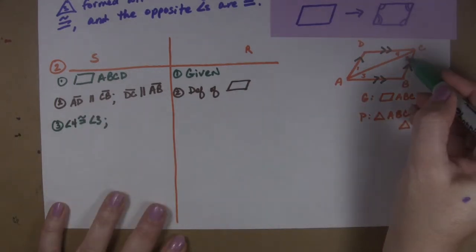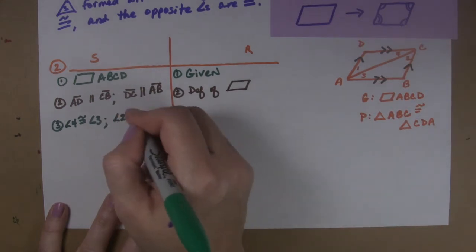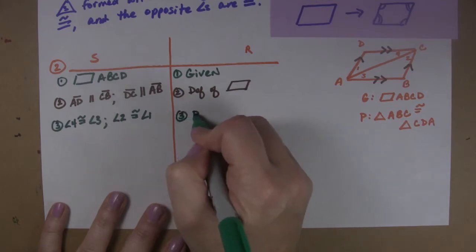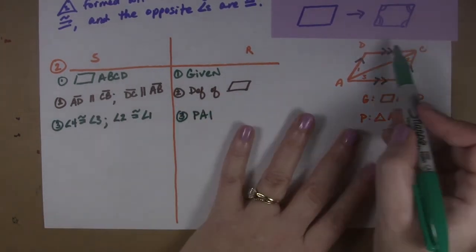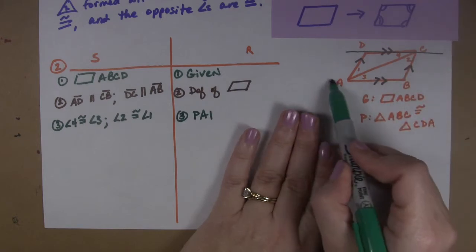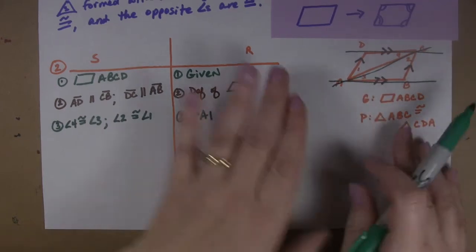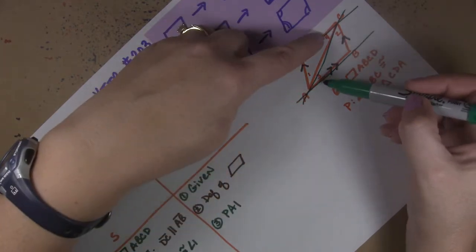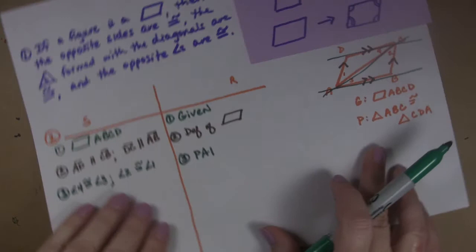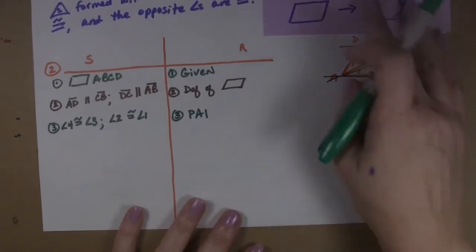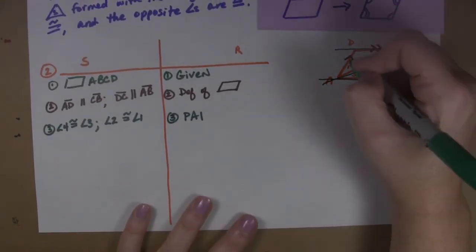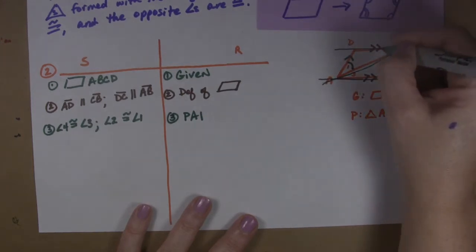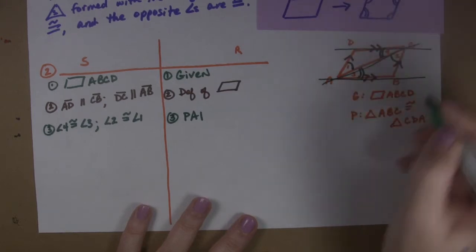And I can also say that angle 2 is congruent to angle 1. And I can say both of those things because of the PAI. So we have our diagonal line here and our diagonal line here, and here's our transversal. So 2 and 1 are going to be congruent, and 4 and 3 are going to be congruent because of the PAI. All right, so let's mark that. So let me see, 1 and 2 are congruent, and then 4 and 3 are congruent.